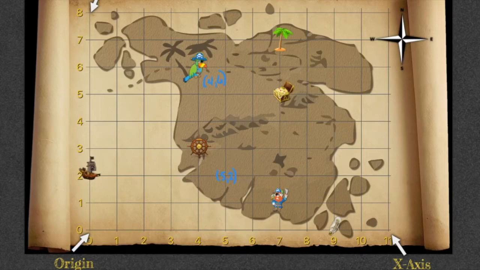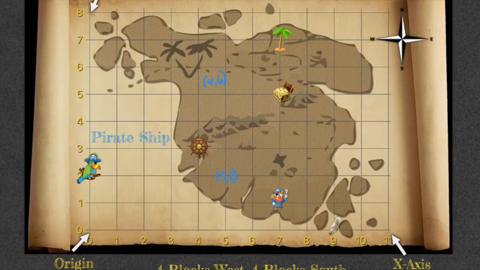Now we're going to see if the parrot can find some things. So our next direction is going to tell him to travel 4 blocks west and 4 blocks south and see what item he finds there. So if he is heading 4 blocks west, that's 1, 2, 3, 4, and 4 blocks south, 1, 2, 3, 4, he is going to wind up at the pirate ship.